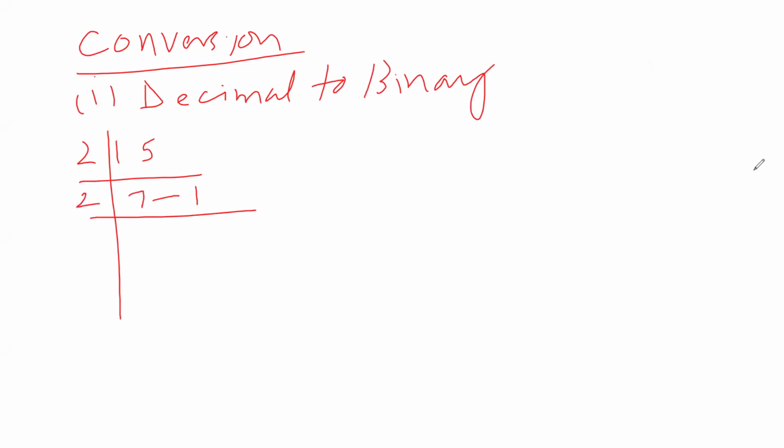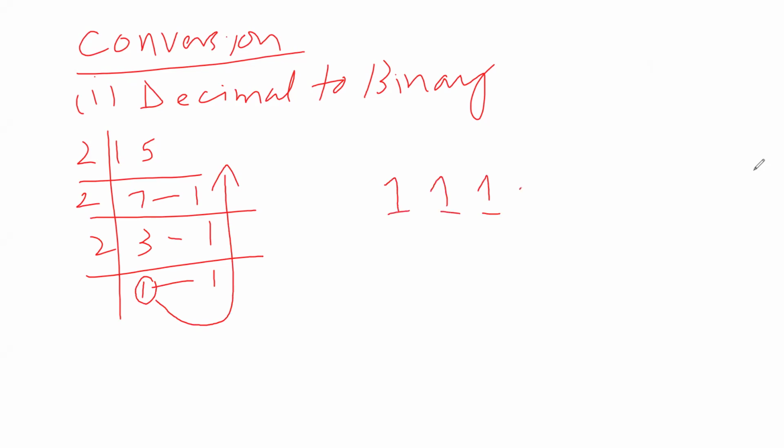Again, 2 threes are 6 and 1 remainder. And 2 ones are 2 and 1 remainder. And from here we will write down from down till up. So this one, and this one, and this one. Got the idea?